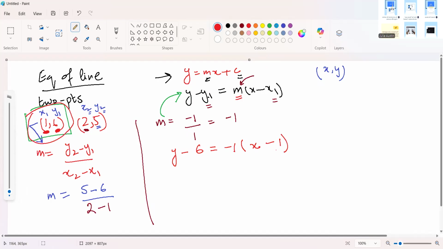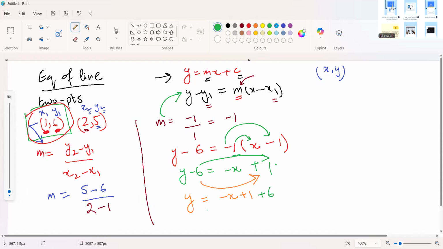So x1 is 1. Now I solve the equation. The equation is y minus 6 is equal to negative 1 times x, which is negative x. Negative times negative is positive, and 1 times 1 is 1. So now I need to solve this further. I'm going to take this 6 to the other side of the equality. y is equal to minus 6 plus 1. Now, this 6, when shifted to this side of the equality, becomes positive. So y is equal to negative x plus 7.